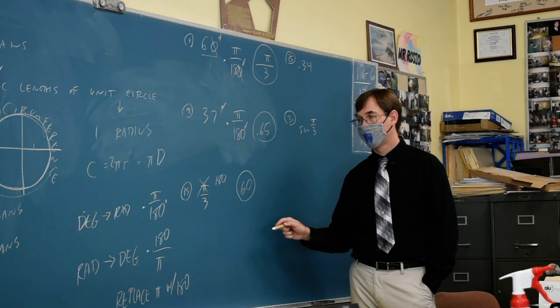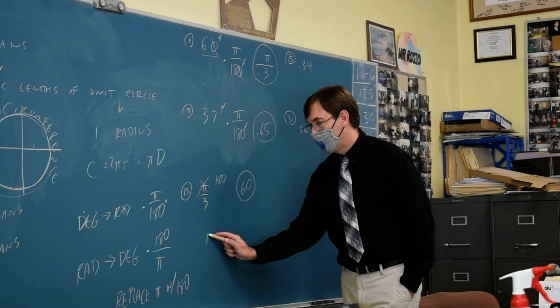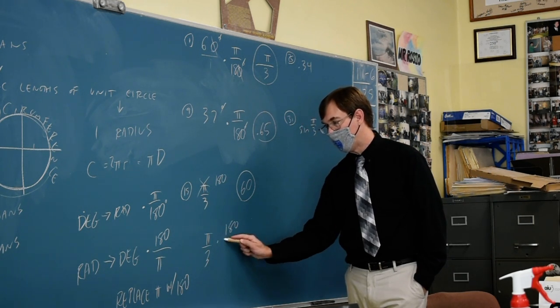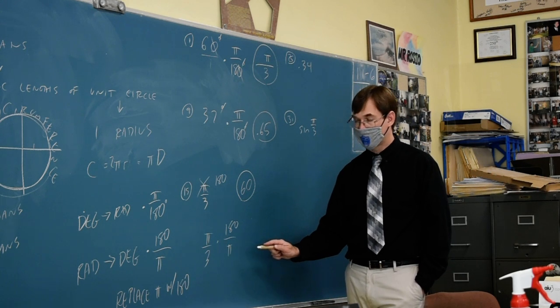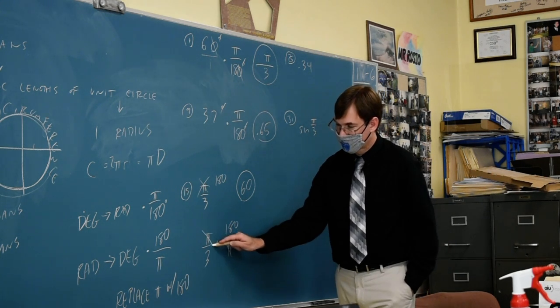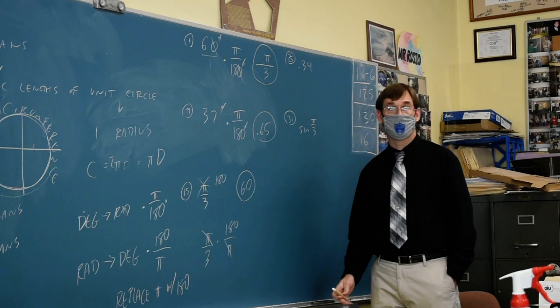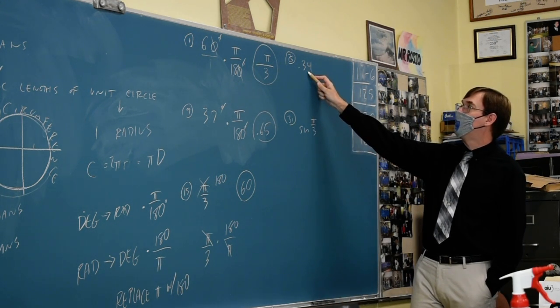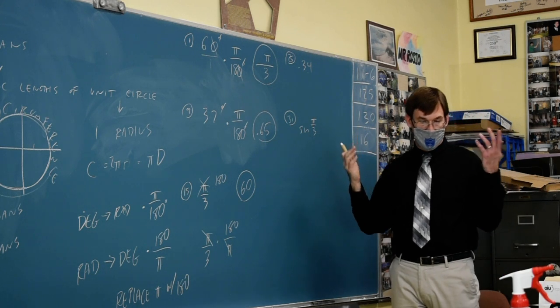It is 60. If you didn't like that trick and you went ahead and multiplied by 180 over pi, you'd end up canceling the pi's, still get 60. On this, we can't just replace the pi with 180 because there's no pi visible.